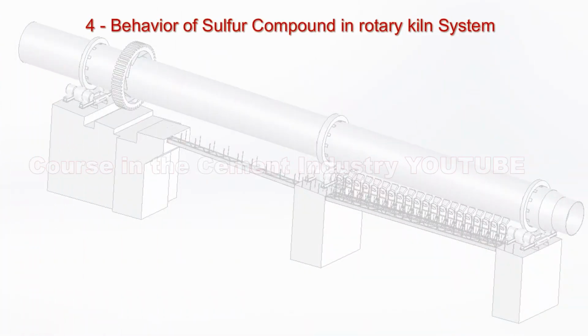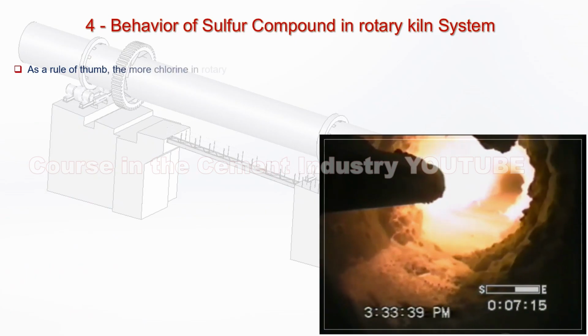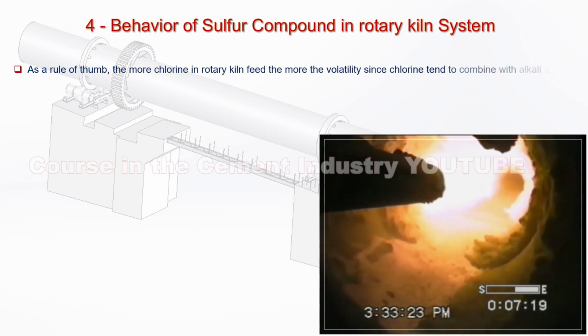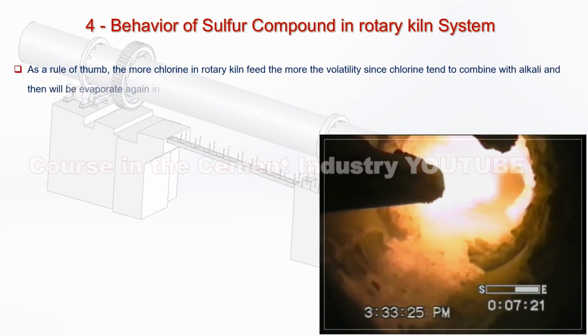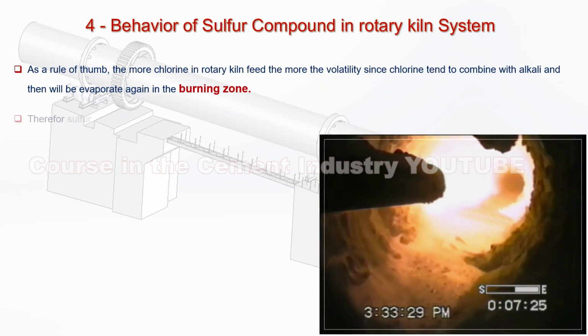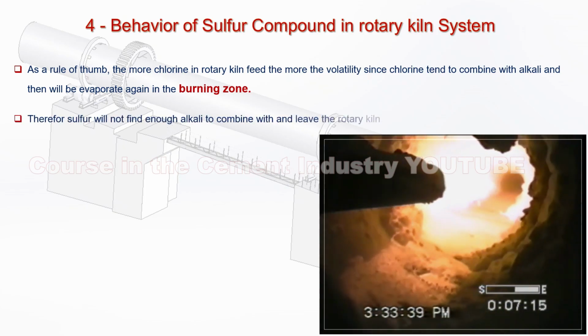We follow together, behavior of sulfur compound in rotary kiln system. 6. As a rule of thumb, the more chlorine in rotary kiln feed the more the volatility, since chlorine tends to combine with alkali, and then will evaporate again in the burning zone. 7. Therefore sulfur will not find enough alkali to combine with, and will leave the rotary kiln.